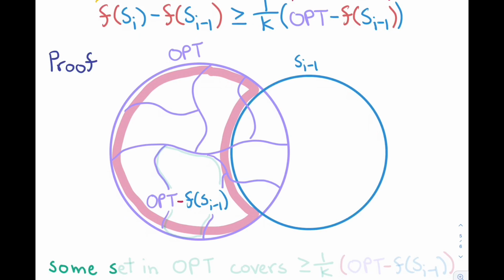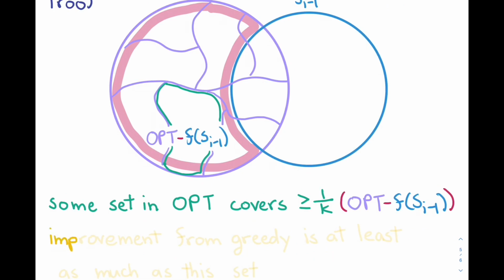Then, at least one of these sets must cover at least a 1 over k fraction of this complementary region, which has at least opt minus f of s sub i minus 1 points. And whatever set is selected by greedy must bring us at least as much improvement as this set in the optimal solution.